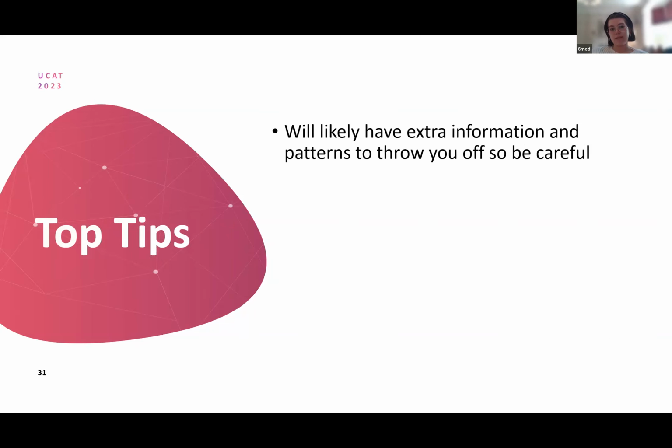So top tips, similarly to quantitative reasoning, they like to give you extra data and patterns that will throw you off to try and focus on what you need to focus on. They love to just put random extra shapes in each set that have no relation to the patterns, just to make it more complicated.